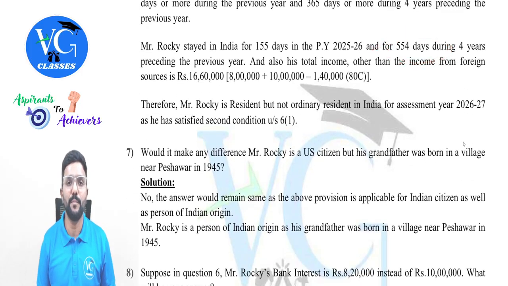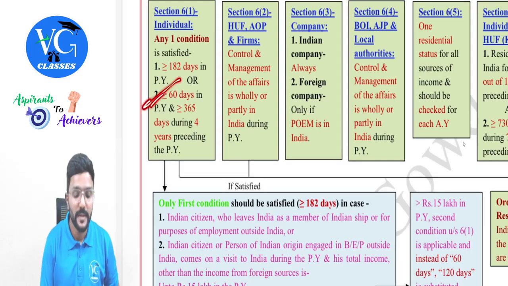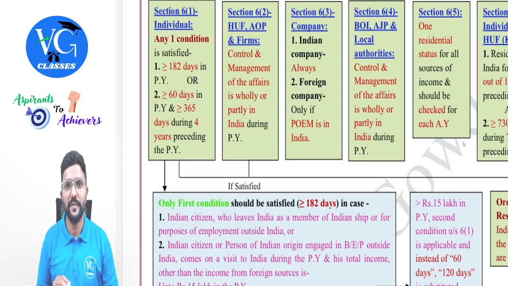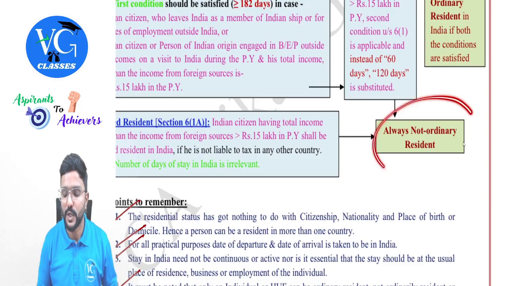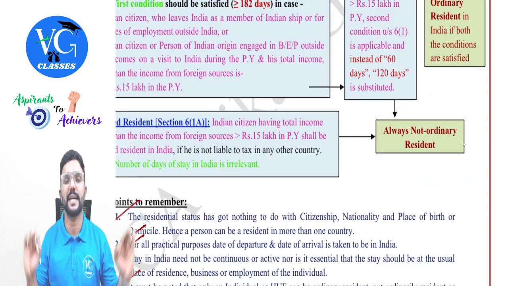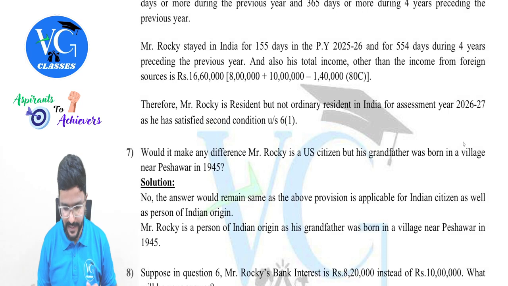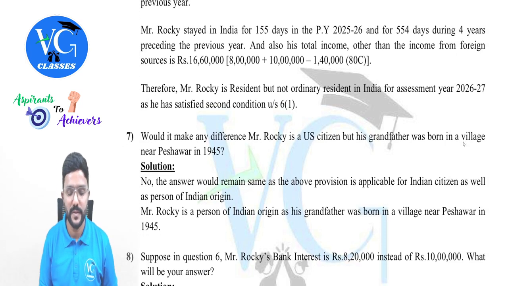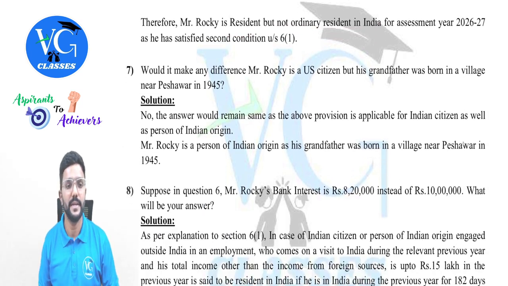Okay. So did he satisfy both the conditions which come under point 2? Yes, sir. He satisfied both. So he would straight away become what? Not ordinary resident. No need to check additional conditions, guys. Yes, sir. So he is resident but not ordinary resident.